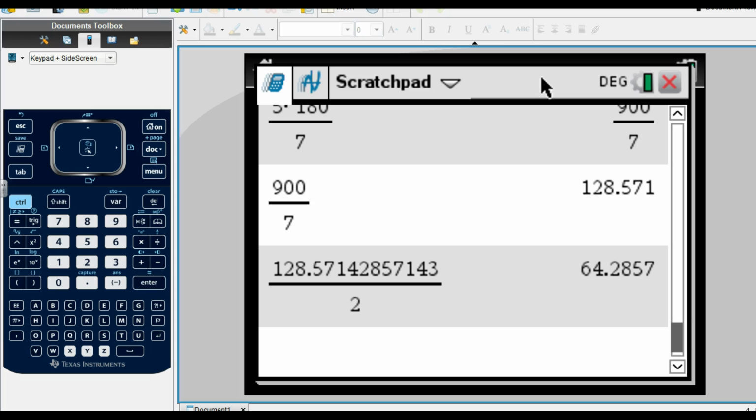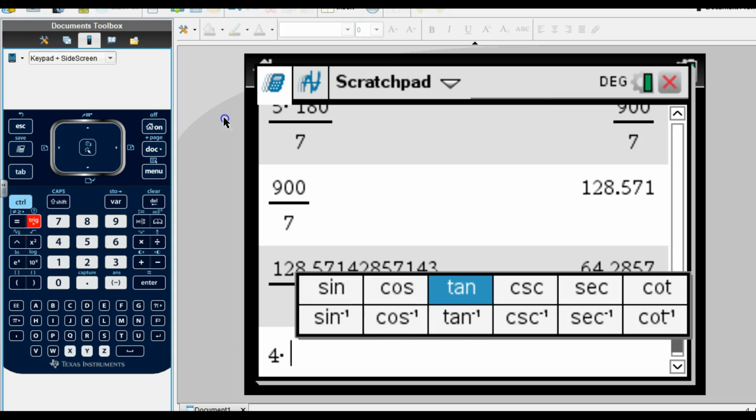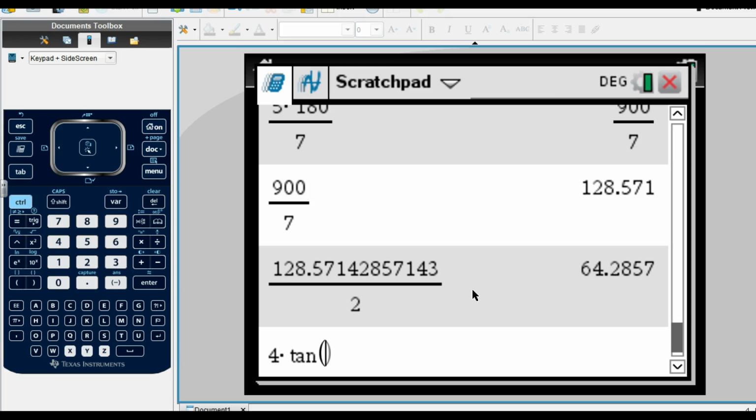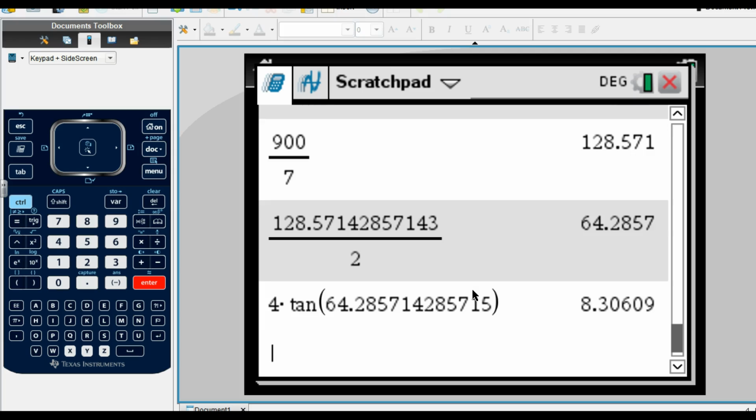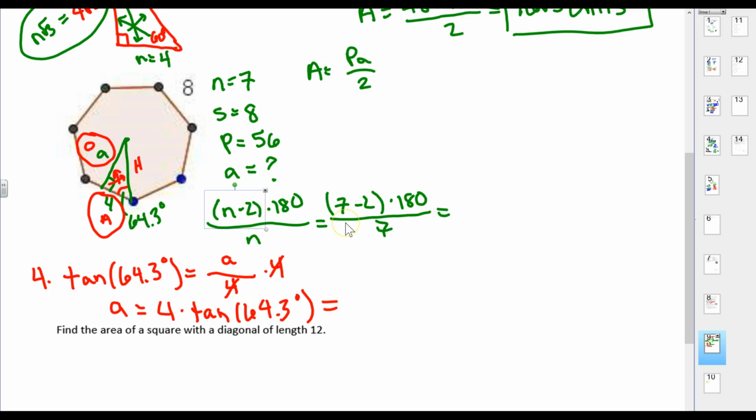So remember how I said I'm going to keep that value stored in my calculator? If I do 4 times the tangent of, if I arrow up and highlight the number here and hit enter, it'll drop the whole number down into my problem without rounding it. That will get me a more exact value and not a rounded value if I keep it stored in the calculator. And then I hit enter, I get 8.306 for my apothem.